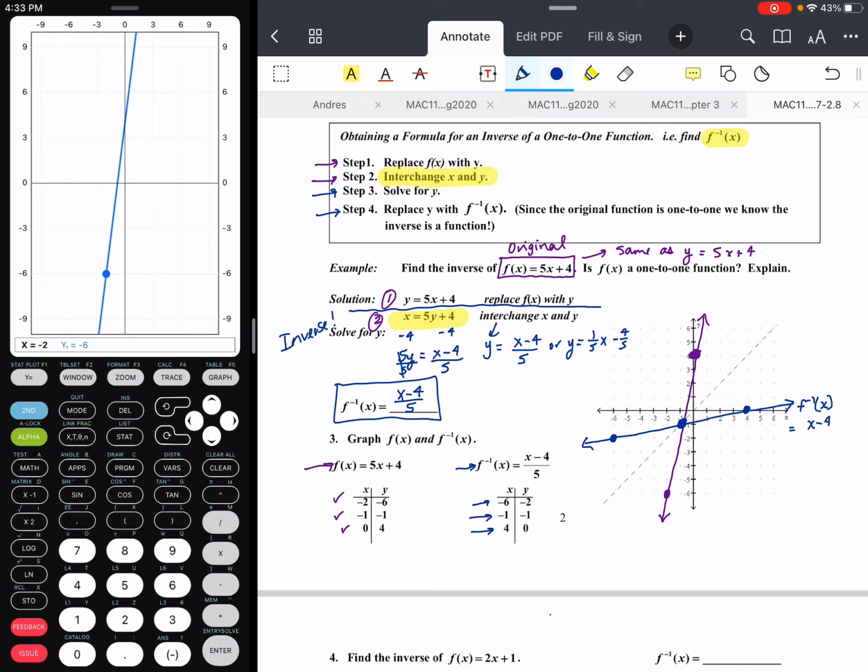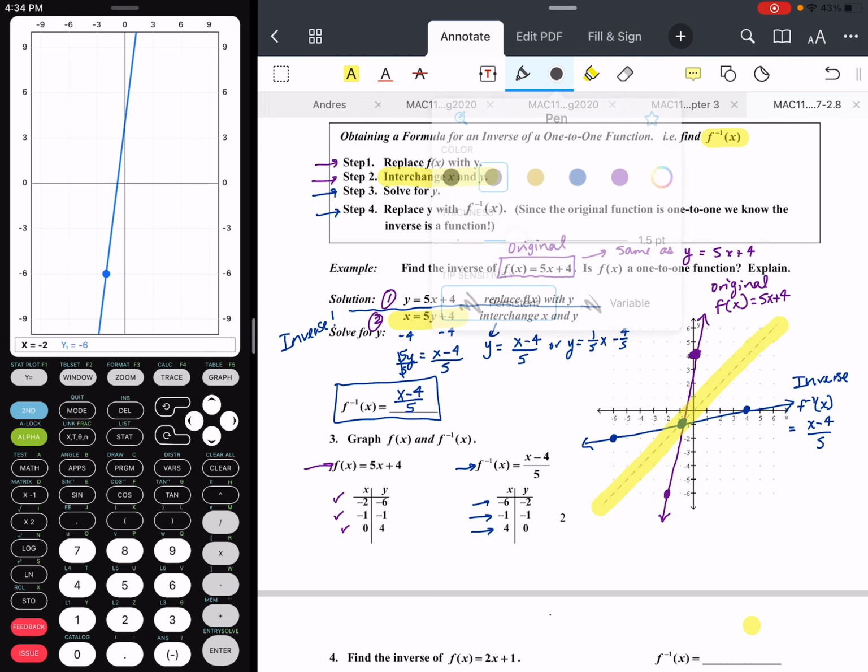f inverse of x equals x minus 4 over 5. This is the inverse function. And then in purple, I have my original function, f of x equals 5x plus 4. And notice that when I graph them, they are symmetric about the line y equals x. So this is my line y equals x. A function and its inverse will always be symmetric about the line y equals x.